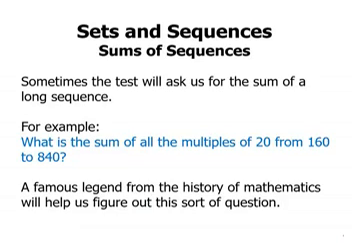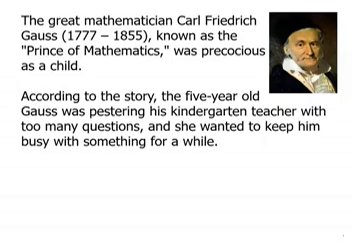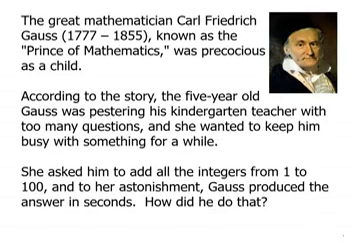Before we talk about that, a famous legend from the history of mathematics will help us figure out this sort of question. The great mathematician Carl Friedrich Gauss was known as the Prince of Mathematics, and he was precocious as a child. According to the story, the 5-year-old Gauss was pestering his kindergarten teacher with too many questions, and she wanted to keep him busy for a while, wanted to kind of shut him up with some kind of hard question.